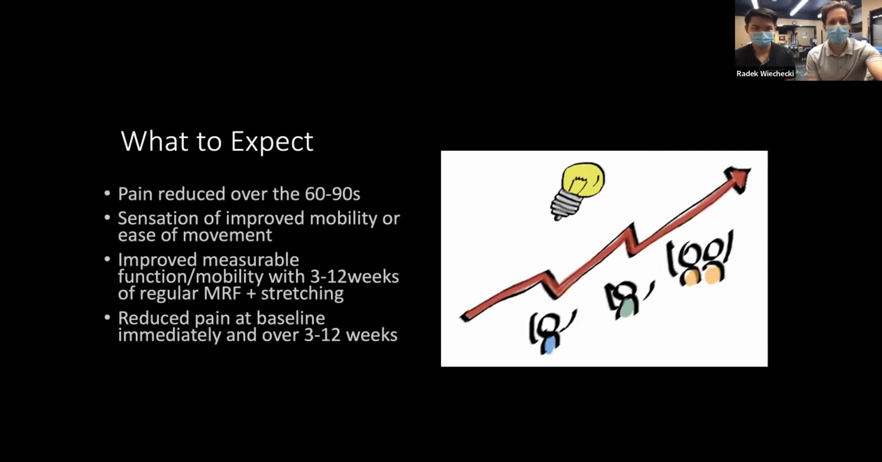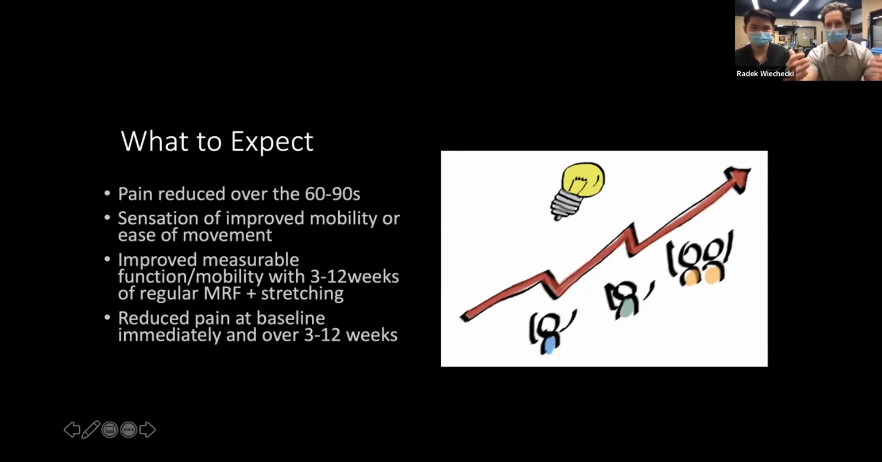So, improved measurable functional mobility within 3 to 12 weeks of regular myofascial release and stretching. What does that mean? That means that over the course of that month or 2 months that you're working through this tissue, you should see some improvement with your general mobility. If you're working your most common areas, some of those fascial lines, then you should be better able at getting on and off the toilet, for instance, reaching above your head to grab a cup for coffee, or going up and down stairs. It shouldn't be such an effort to do those basic tasks that you might already be struggling with. That's what I mean by functional mobility.